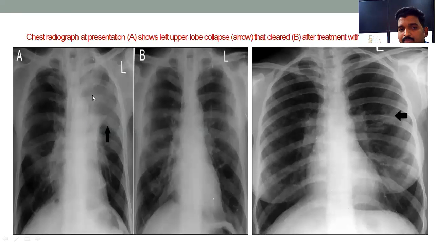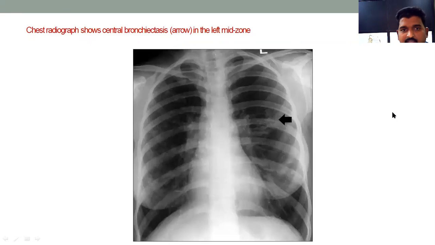Here there is a complete obstruction of the left upper lobe. You could see the complete collapse of the upper lobe along with the traction of the trachea. And after the bronchoscopic treatment, after the clearing, you could see the re-expansion of the lung. Here, a chronic case, you could see the central bronchi, dilated bronchi, cystic changes are seen. Here also you could see the cystic changes.